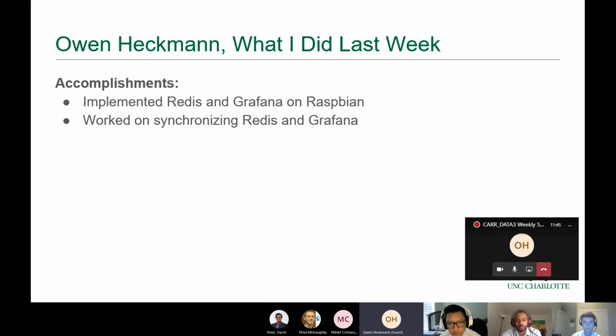Okay, what I did this week is I implemented Redis and Grafana on a Raspbian virtual machine, which Raspbian is a Raspberry Pi version of Debian. I worked on synchronizing Redis and Grafana, to the point where I've reached the equivalent point of William, and I'm sharing his problems.